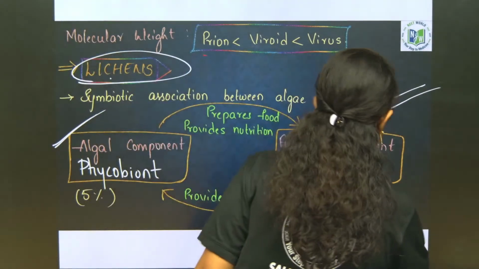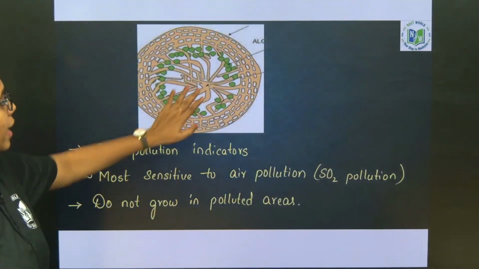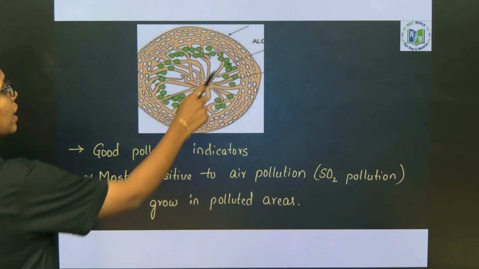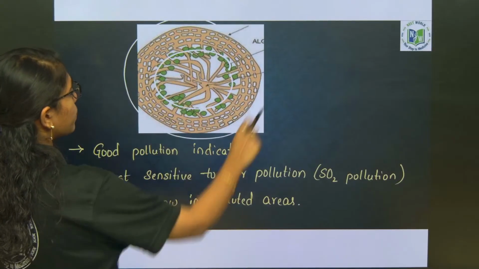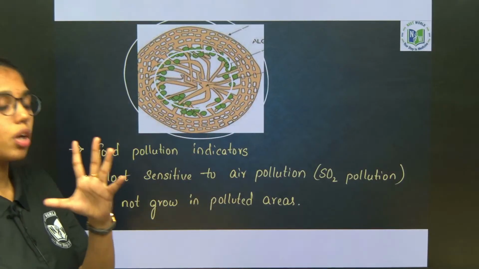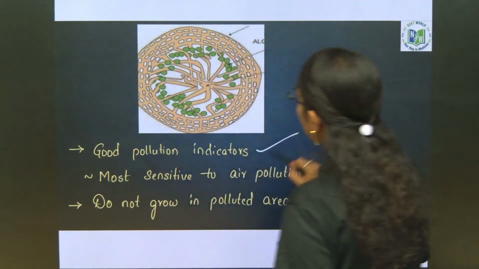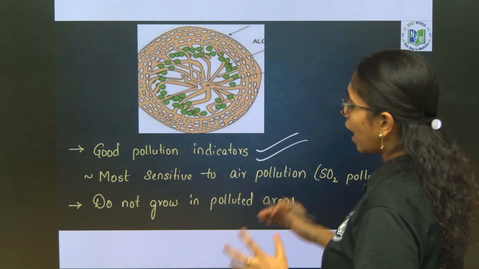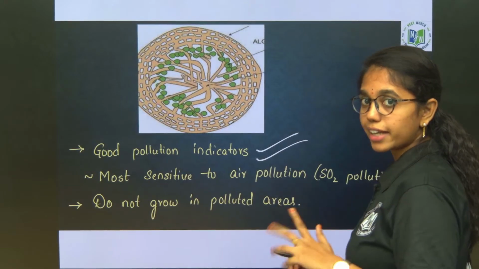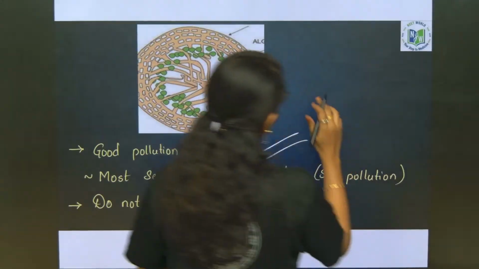And next, lastly, here can you see algal and fungal component? This is the algal component and this will be the fungal component. Just 5% of the total lichen will be having algal component. They are very good pollution indicators. How are they very good pollution indicators? I will tell you, this is a very fascinating thing actually.